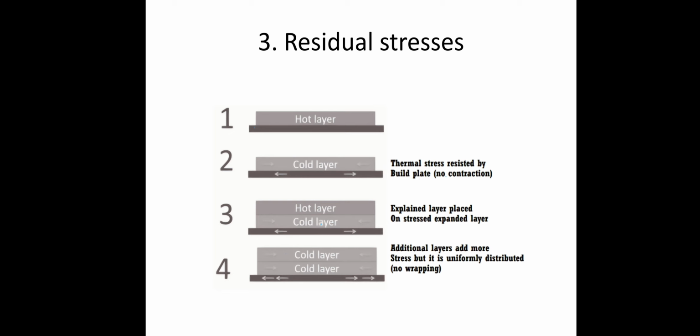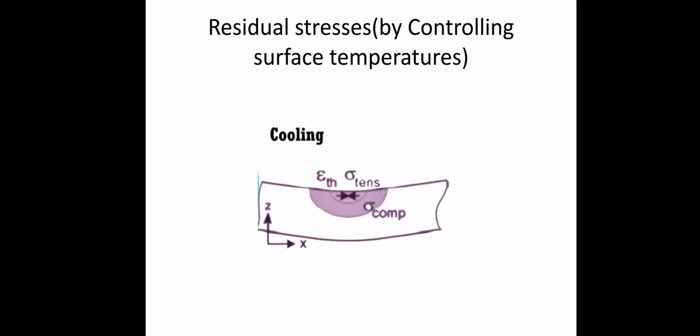The third design consideration is residual stresses. See the diagram: the first is a hot layer, the second a cold layer, and the cold layer is placed over the hot layer, and the fourth is a cold layer. So here there are no residual stresses. The design should be such that no residual stresses are present. If residual stresses are present in the printed part, it will be defective. Residual stresses create warping on the printed parts, so they should be controlled by controlling the surface temperatures.